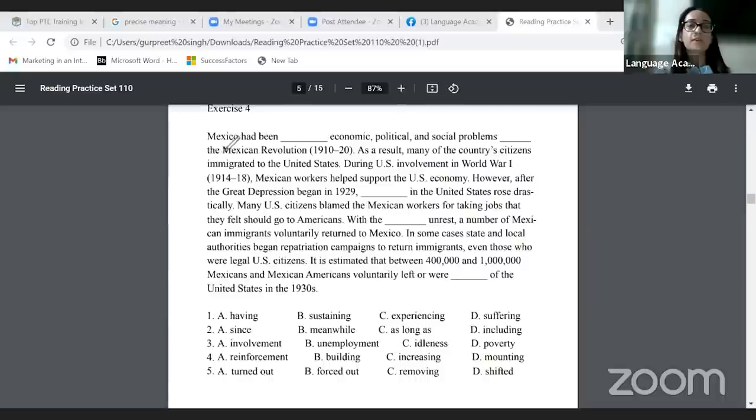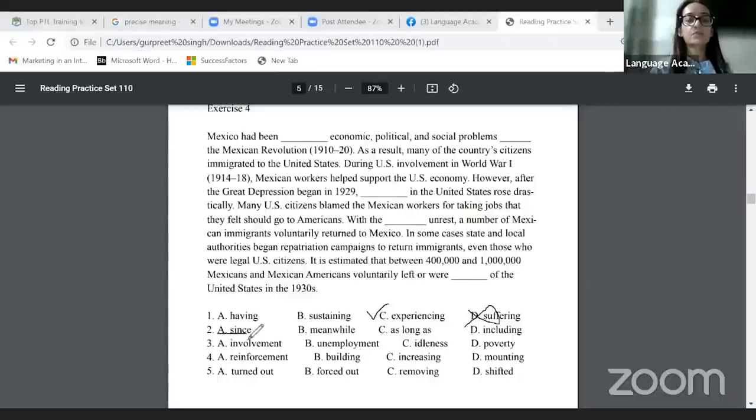Okay, the first one, Mexico had been dash economic, political, and social problems. And some of you have written Mexico had been suffering. A human being can suffer problems. A country cannot suffer problems. For a country, it's better to go with experiencing, because experiencing means like facing the problems. Mexico had been experiencing economic, political, and social problems dash the Mexican Revolution.